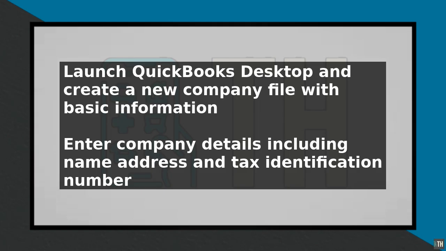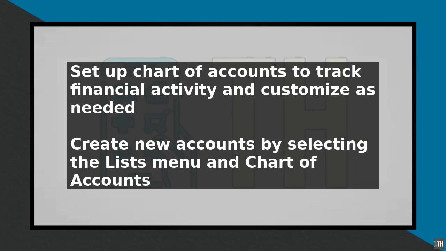Enter your company information, including name, address, and tax identification number. Choose the industry and business type that best describes your company, as this will help QuickBooks tailor the setup process to your specific needs. Next, set up your chart of accounts, which is a list of all the accounts used to track your company's financial activity.